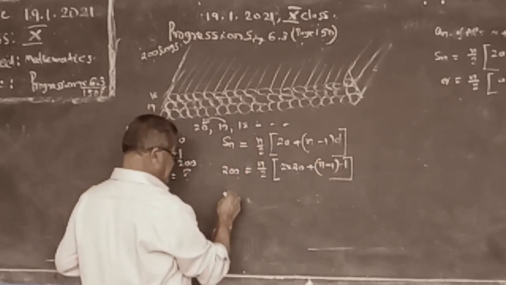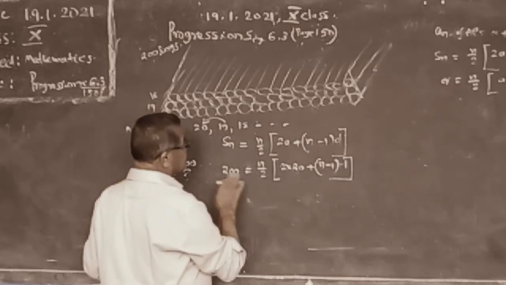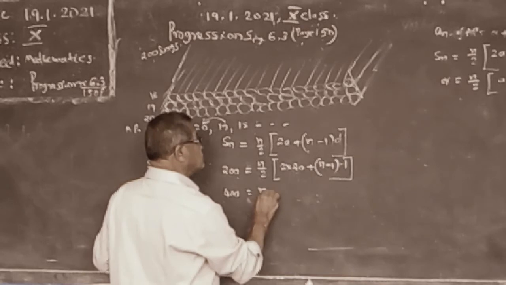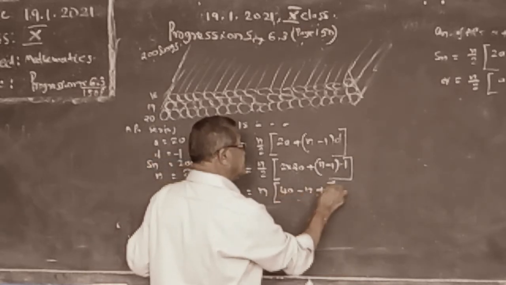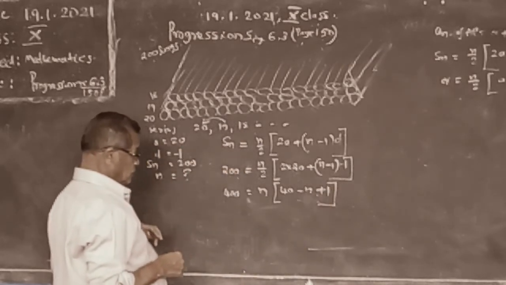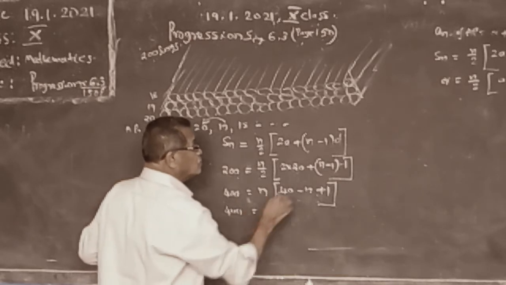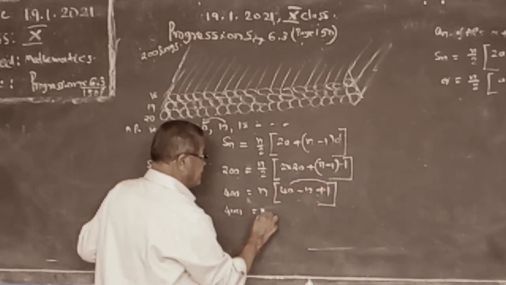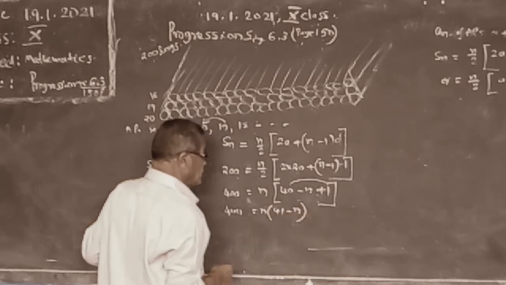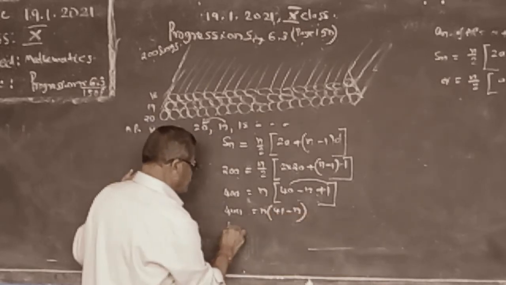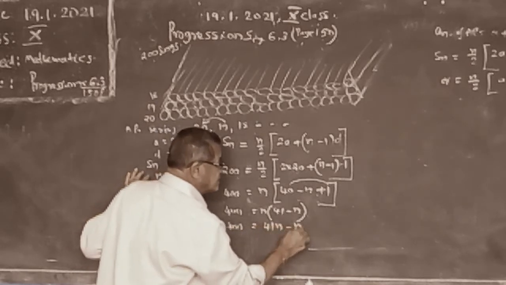Taking the 2 inside, 2 into 200 is 400, equal to n of 40 minus n plus 1. Now 400 is equal to n of 41 minus n. Multiplying, 400 is equal to 41n minus n squared.